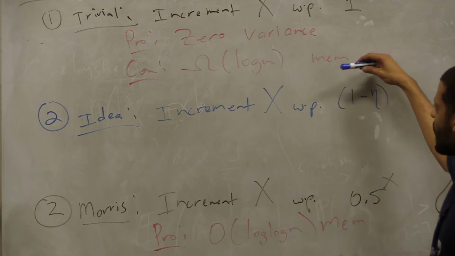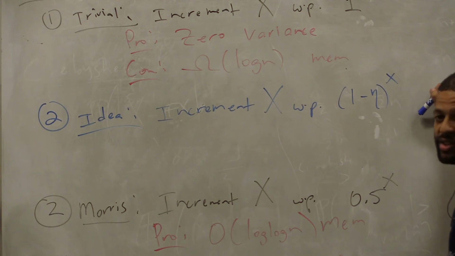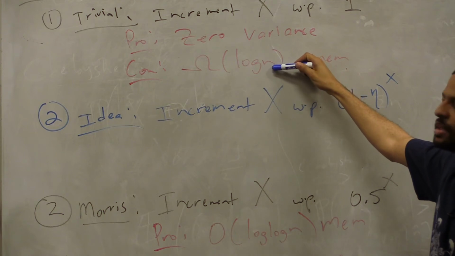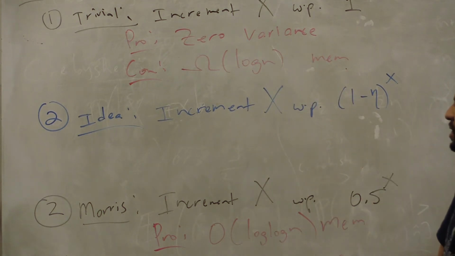At the same time, I expect the memory to be somewhere in between. I'm not always incrementing, so the number I'm storing is going to be smaller. So my memory should be better than this. But I am incrementing more than this algorithm, so the memory should be in between.